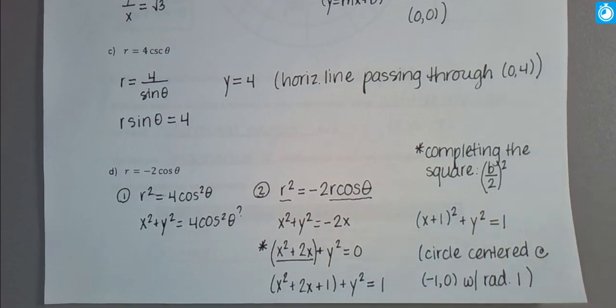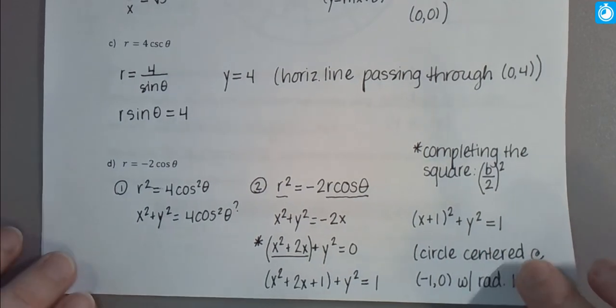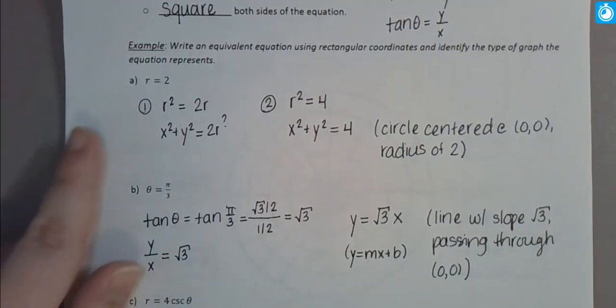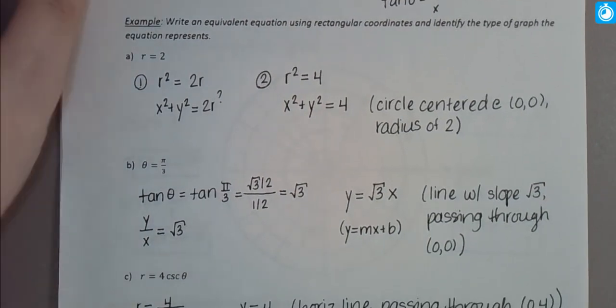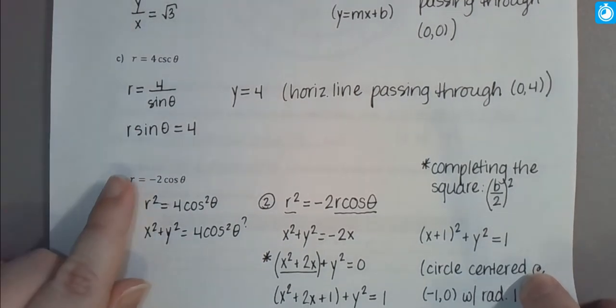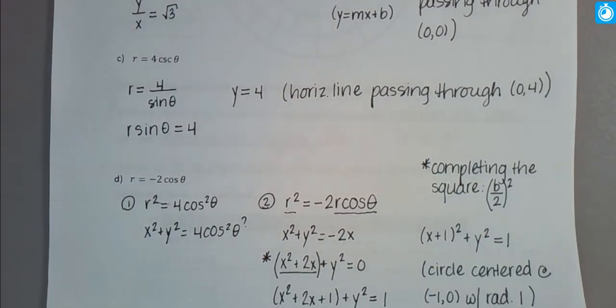However, what we're going to look at in the next video is how we can generalize these kinds of equations in terms of what they tell us about the associated graph. Graphing directly from polar coordinates rather than converting to rectangular coordinates and identifying our graph from that point of view.